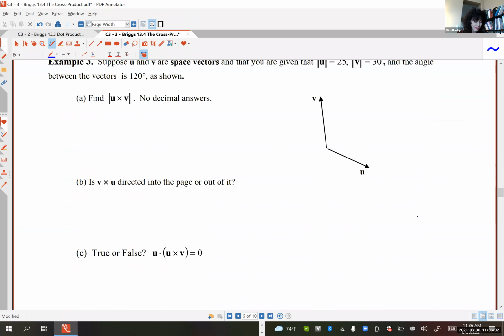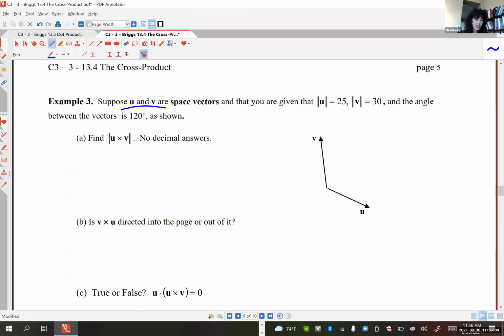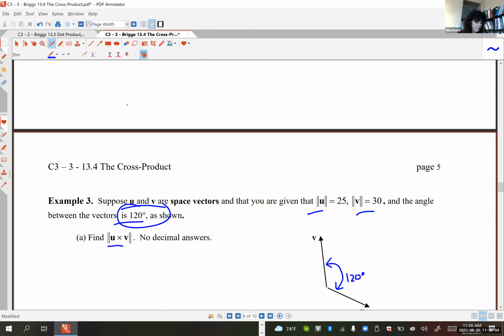Example 3. Let's say U and V are space vectors, and you're given a couple of magnitudes and the angle between them as shown. This is supposed to be a 120-degree angle. Fine. How do you find the magnitude of U cross V when we can't even get the cross product because they didn't give us component form? And don't try to resolve in component form. Well, you told us it's magnitude times the angle. Yeah, but that's the angle it makes with the positive x-axis, not the angle with each other. I don't want you doing that. That's a mess.